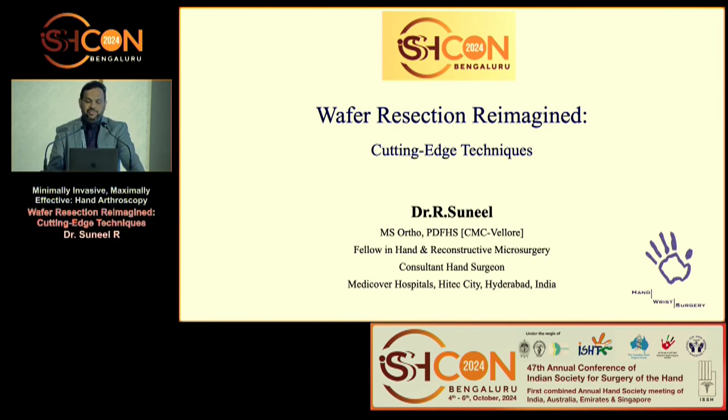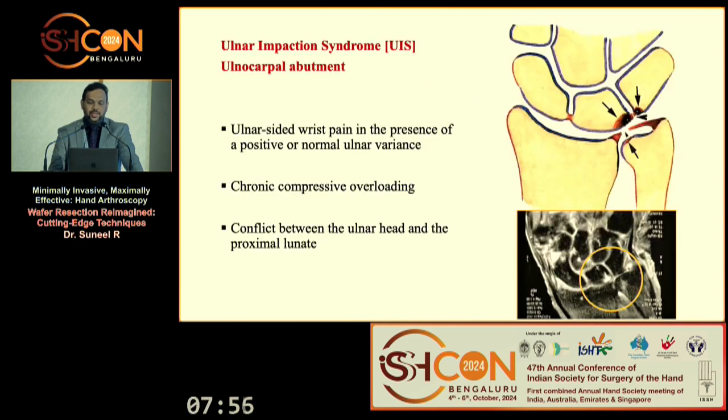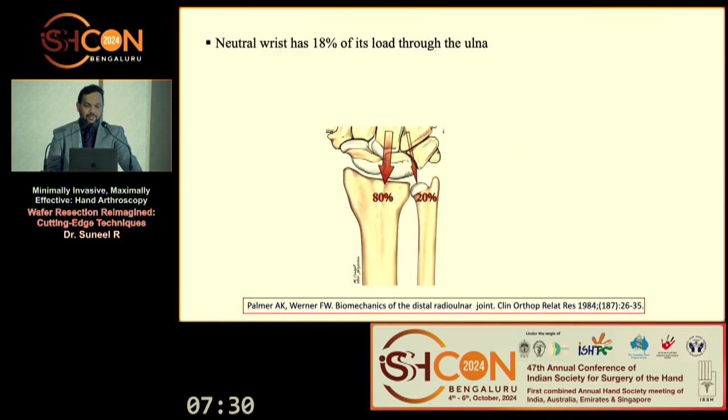My talk would be on wafer resection through arthroscopy, with a brief introduction into where exactly it started from. It is indicated predominantly for what we call ulnar impaction syndrome or ulnar carpal abutment, which is totally different from ulnar impingement. This is ulnar side wrist pain in either a neutral variance or a positive ulnar variance, and it is predominantly and pathologically a chronic compressive overloading. This results in a chronic conflict between your ulnar head and the proximal lunate, and there the changes of all the pattern which I will show subsequently will happen.